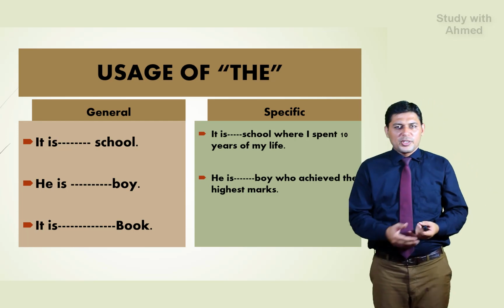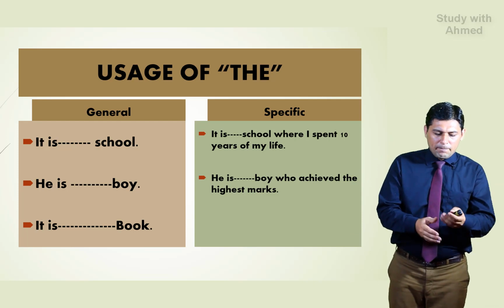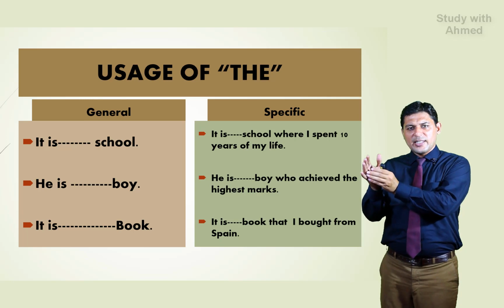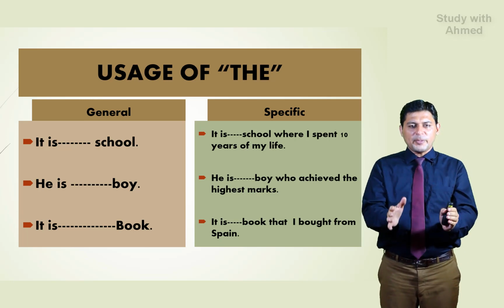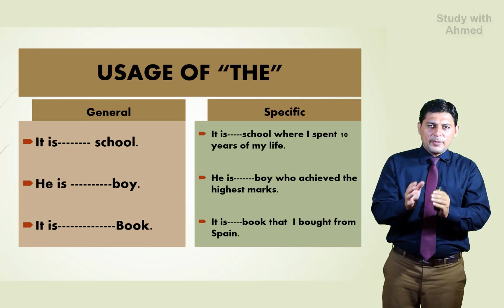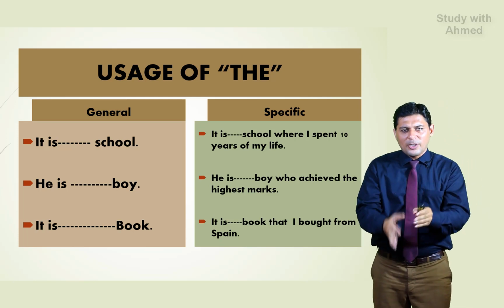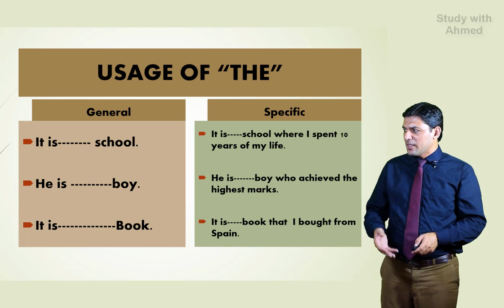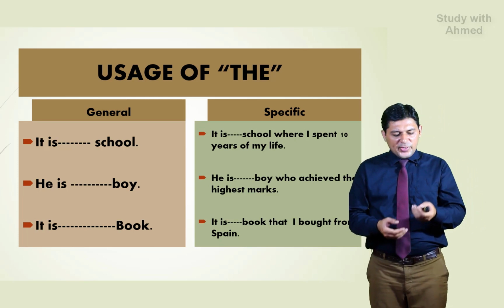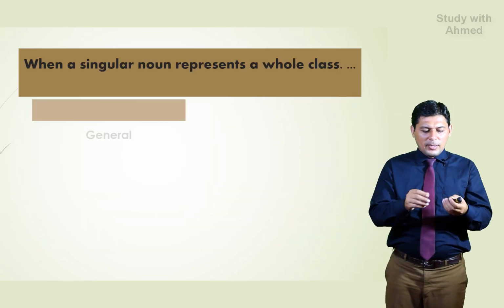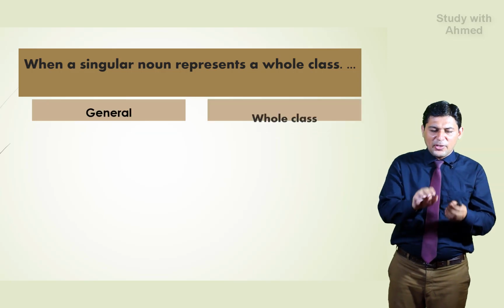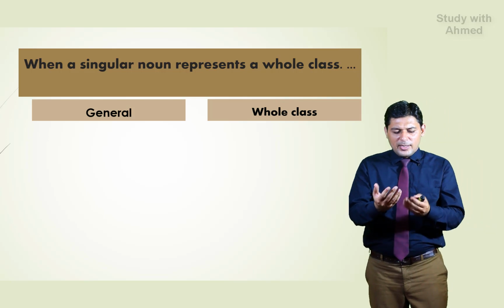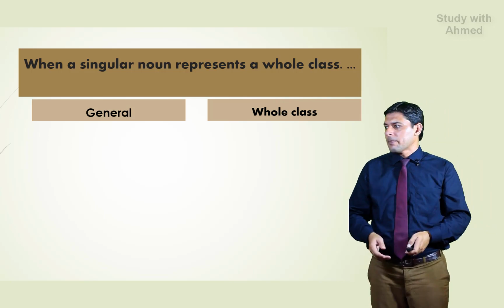It is the book I bought from Spain. It is a book in general. It is the book that I bought from Spain. So the difference between general and specific, hopefully you have got. First is general, second we have the whole class. In some cases we have a singular noun, but the sense of singular is not applied. In fact, it is indirectly representing the whole class.